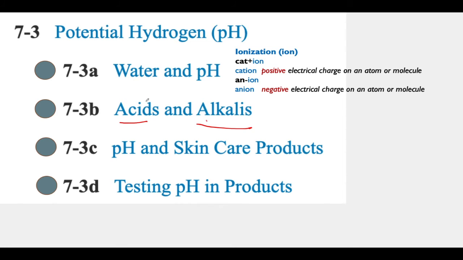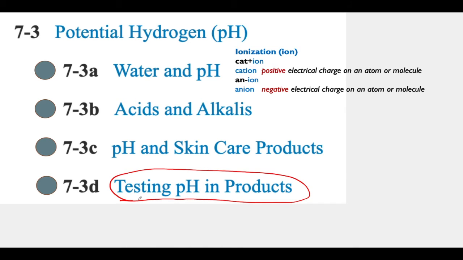And the key difference in acids and their properties: when you have acid, they feel very rough, like lemon juice, which is acidic, and alkalis are more like Clorox or bleach, or a soapy type feeling. So just for your reference there. And then pH in skincare products is a huge topic, and we will delve into that as well. Then testing pH in products is a little exercise that we can also do at home using litmus paper, and we'll talk about that as well.